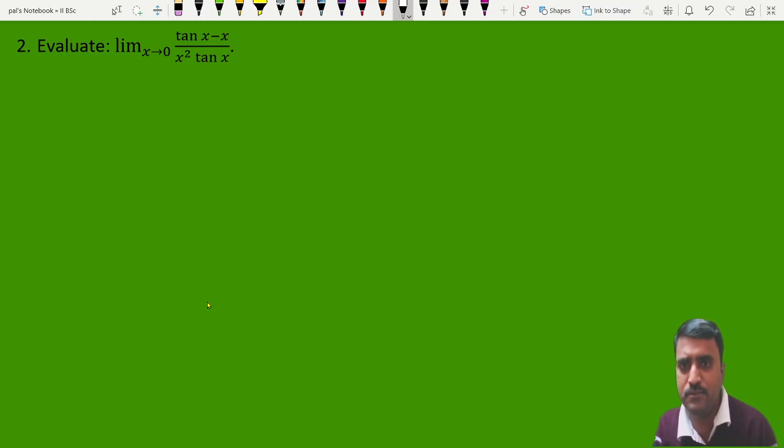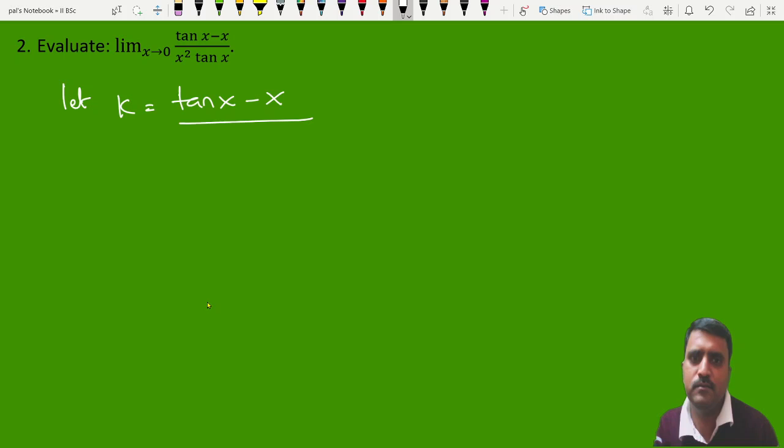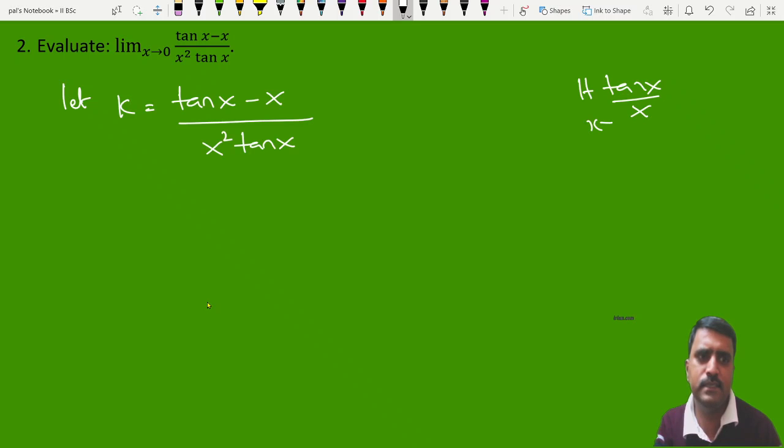You take let k is equal to tan x minus x by x square into tan x. As I already told you, the limit of tan x by x when x tends to 0 is equal to 1. Likewise, if you take its reciprocal, so now you use that formula here. K is equal to limit x tends to 0.